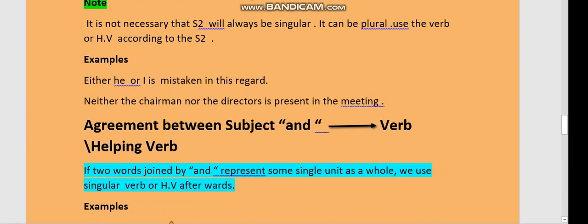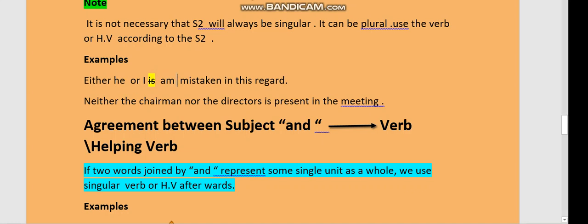Here I have some examples. Now let's see where the mistake is. Either he or I is mistaken in this regard. Here the mistake is in is. Is is actually wrong. It should be am. Either he or I am mistaken in this regard.